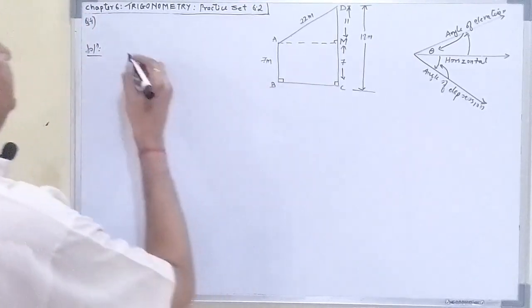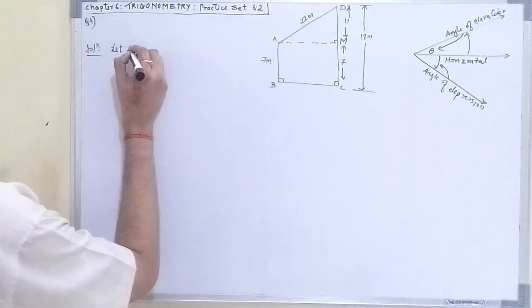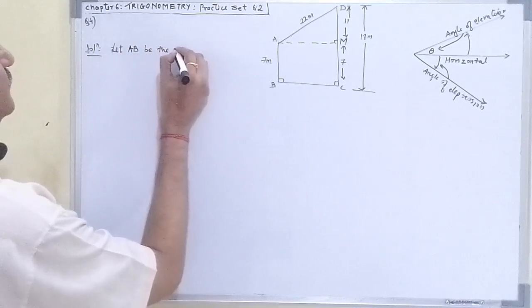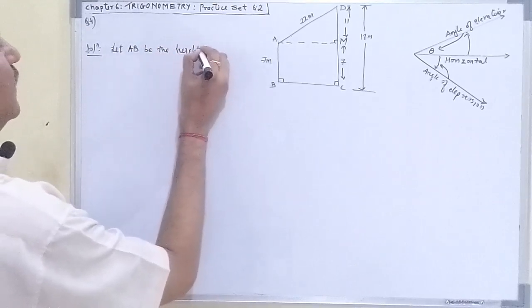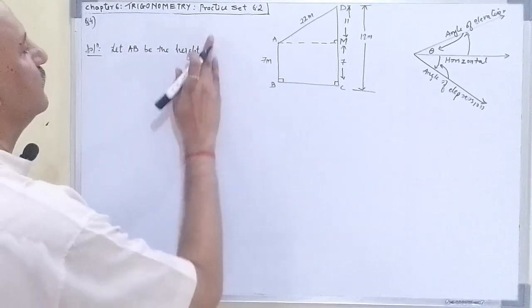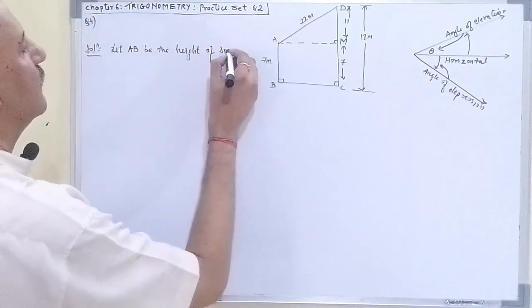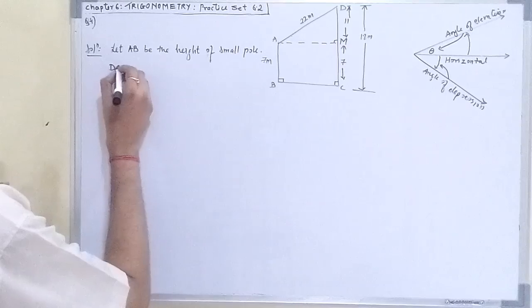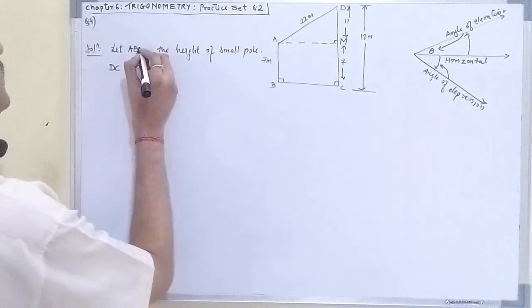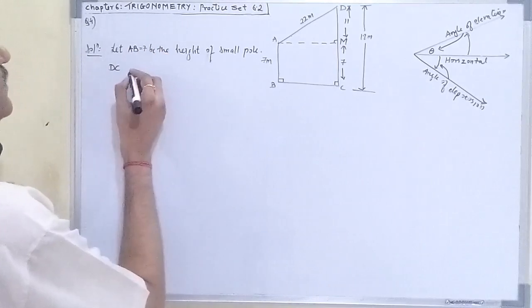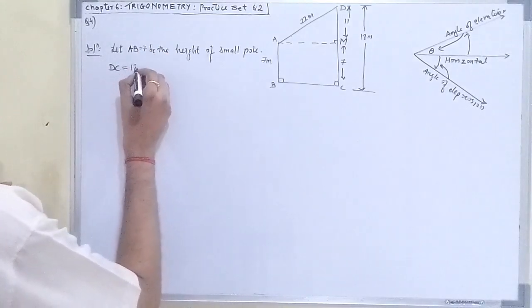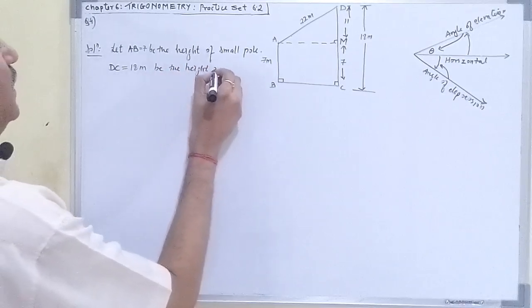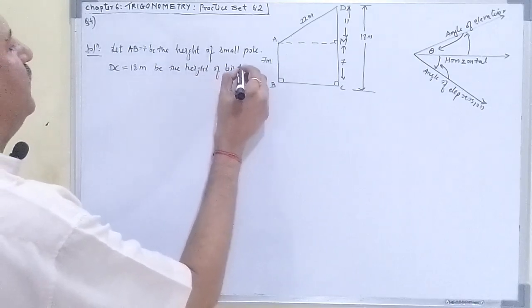तो पहले ए बी, let AB be the height of small pole, BC, AB equal to 7. DC equal to 18 meters. Let DC be the height of big pole.